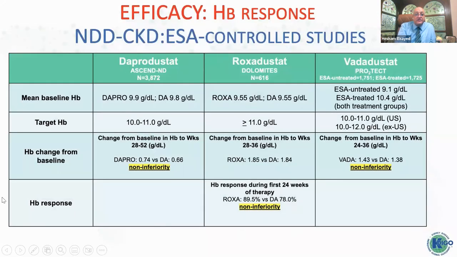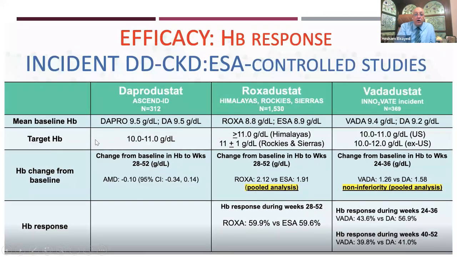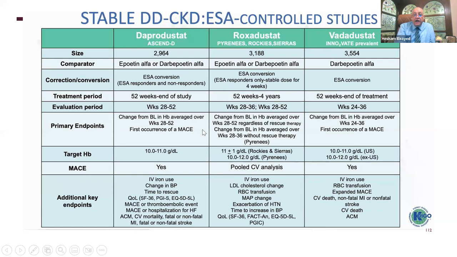In non-dialysis dependent ESA control studies, there is non-inferiority in production of hemoglobin for daprodustat, roxadustat, and vadadustat. And the efficacy in hemoglobin response is nearly identical for the three types of the HIF molecules. In a stable dialysis dependent population, the primary end point for both major adverse cardiovascular events, MACE, and MACE plus, if you have heart failure, shows that, for example, roxadustat improves the hemoglobin with decreasing IV iron use. This is one of the beneficial effects of HIF molecules. It also decreases the hepcidin level. So it could be of value in patients with hyporesponsiveness to erythropoietin due to inflammation.